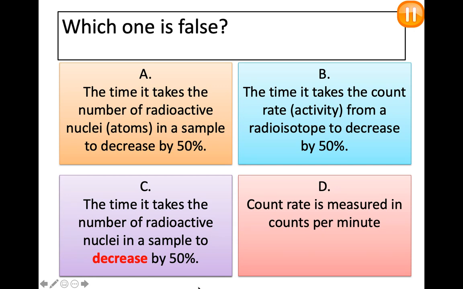Okay, so the correct answer that was false was C. The time it takes the number of radioactive nuclei in a sample to increase by 50%: it's not increase, it's decrease.